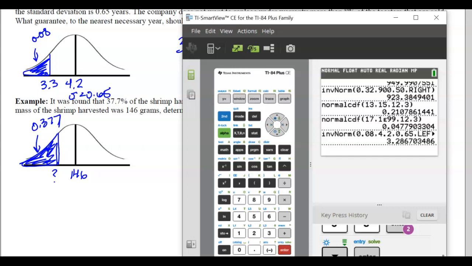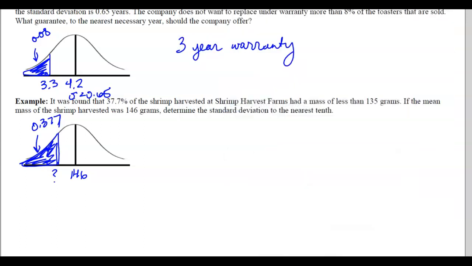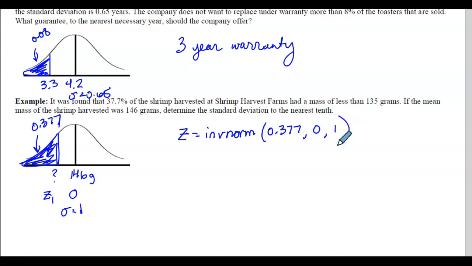Okay, so here, these are your grams. Now in your Z-scores, the mean is 0 and your standard deviation is 1. So we're going to find the Z-score first, just Z. Z will equal inverse norm. The area is 0.377, mean of 0, standard deviation of 1, because we are getting the Z-score, not the data value.